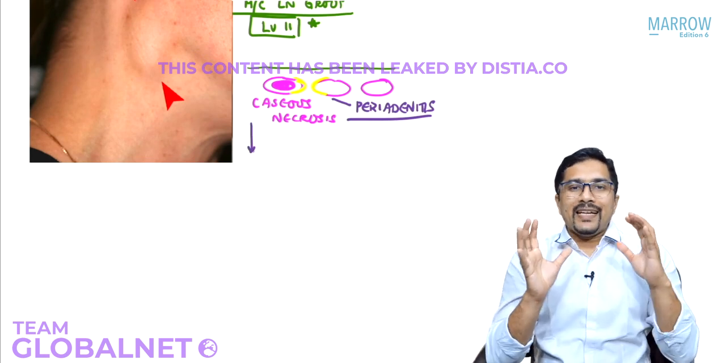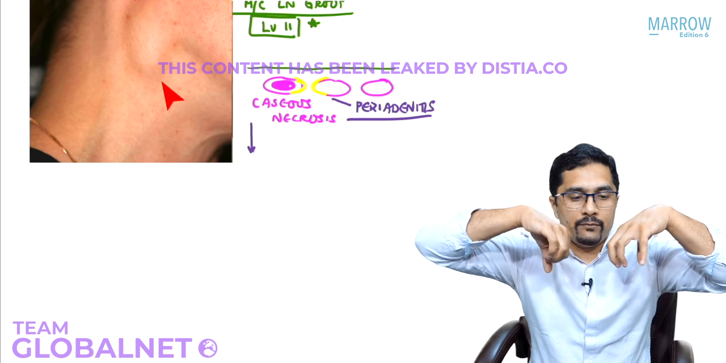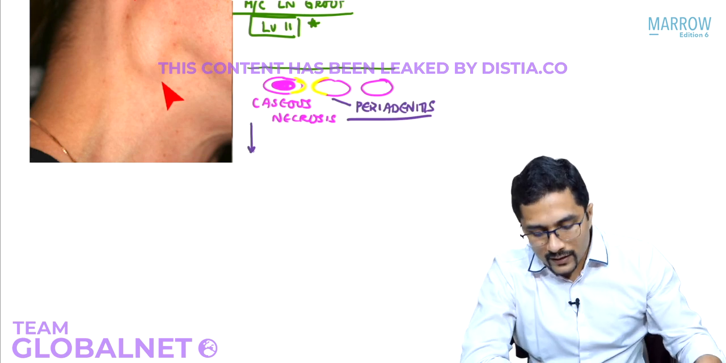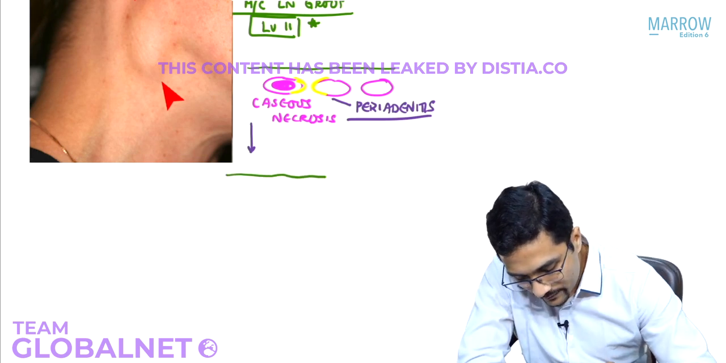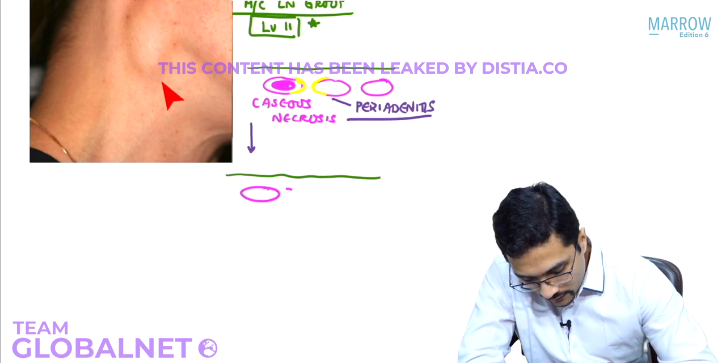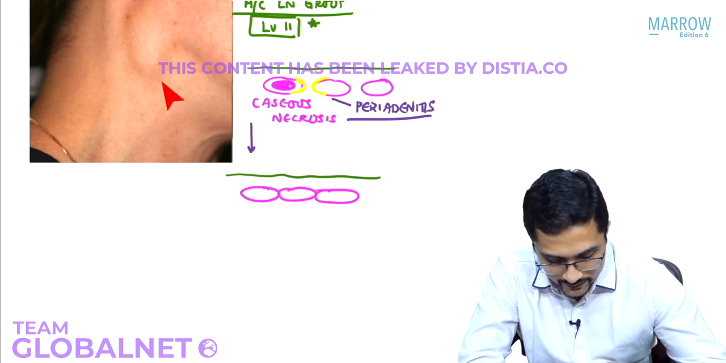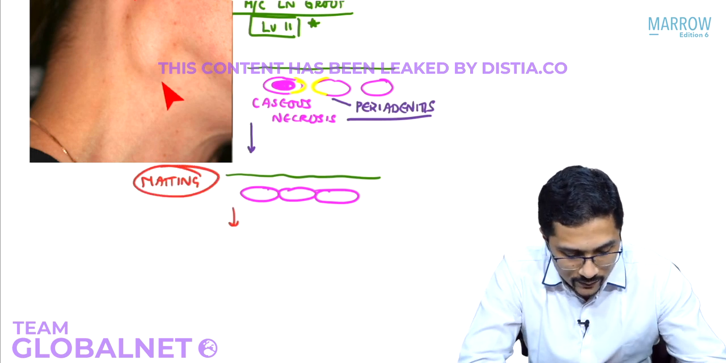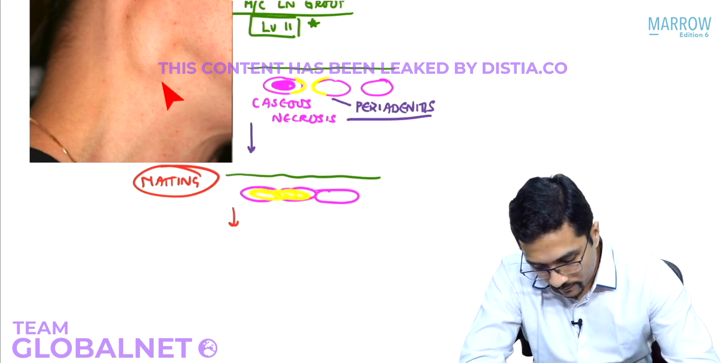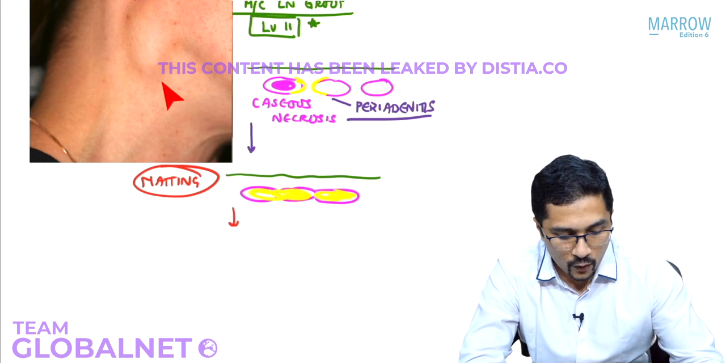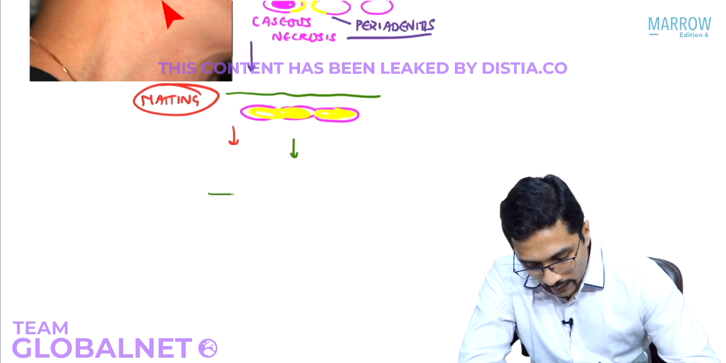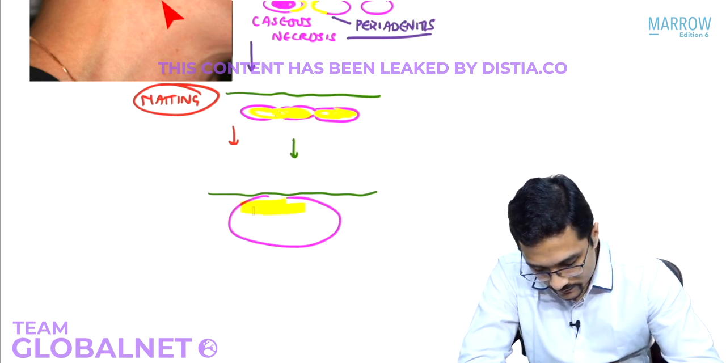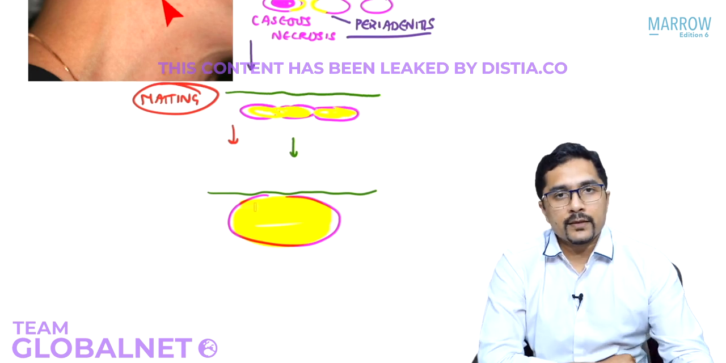Because of periadenitis, when the wall is sticky or inflamed, these lymph nodes get stuck to each other. That is known as matting of lymph nodes, which occurs due to periadenitis. Then pus is going to form in these lymph nodes. So ultimately, you will get one big coalesced mass of lymph nodes which has pus inside it.